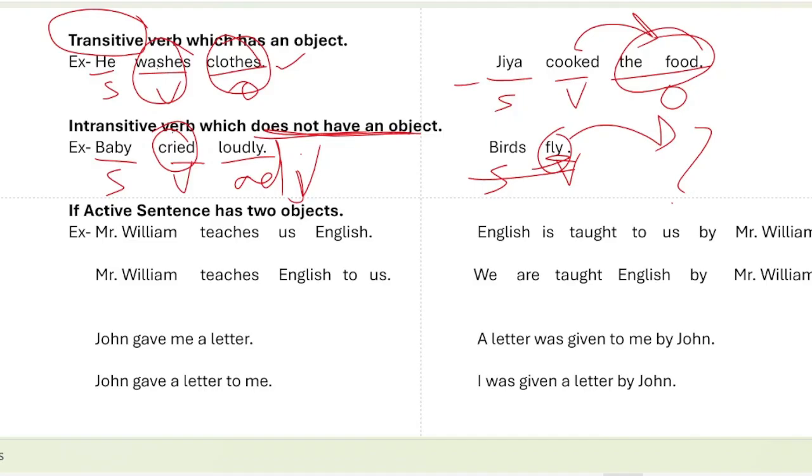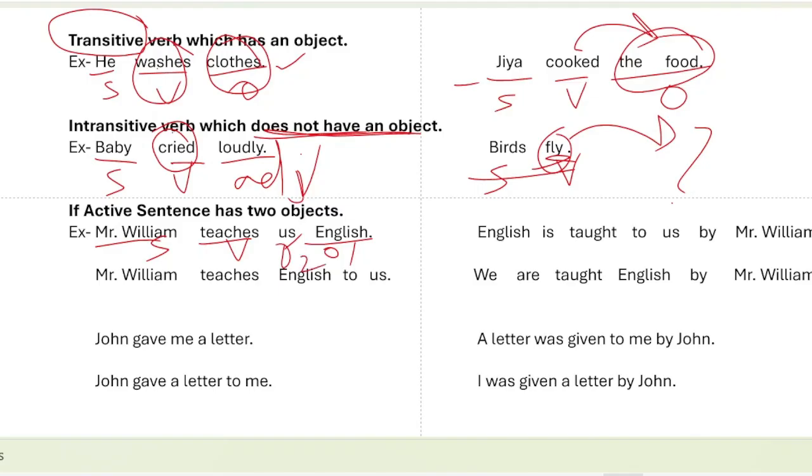Now let's see if a sentence has two objects. In part 1 we have done all the sentences with only one object. Now let's say if we have one sentence which has two objects. You can see the example. Mr. William is a subject, teaches is a verb. What does he teach? He teaches English. This is object 1, and to whom is he teaching? He is teaching us. So it will be object 2.